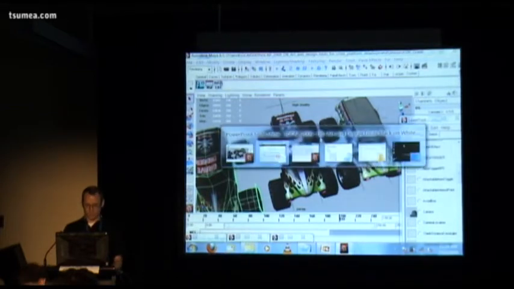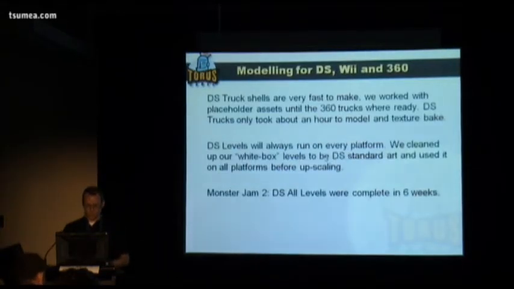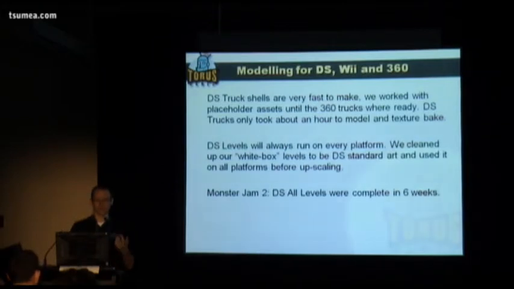The truck shells are really quick and easy to make. Initially in the game, we just put a placeholder truck for every single truck, so they're all available to pick. You can get your full level playthrough with just a placeholder truck. And once the high-end ones were done, we just baked down from the high-end truck. They're so low poly, you can make the truck in about an hour, and that includes baking down the texture and wrapping everything, obviously.